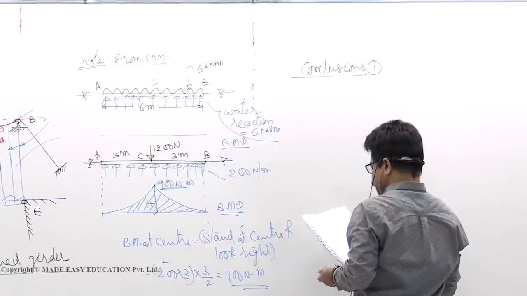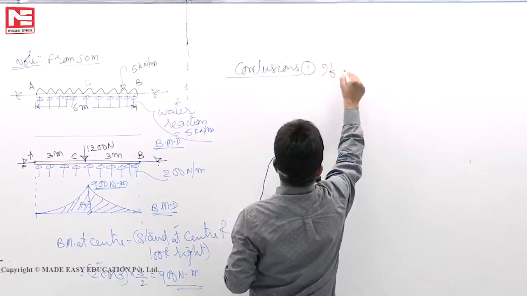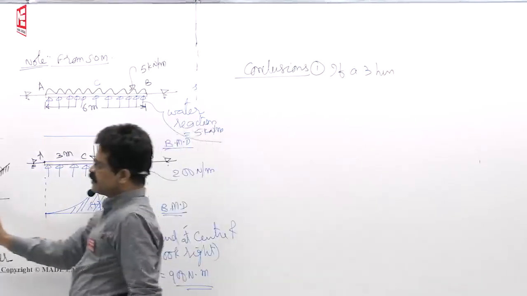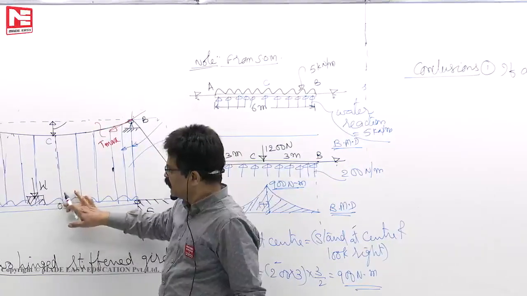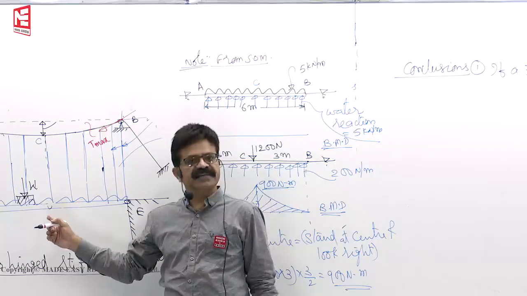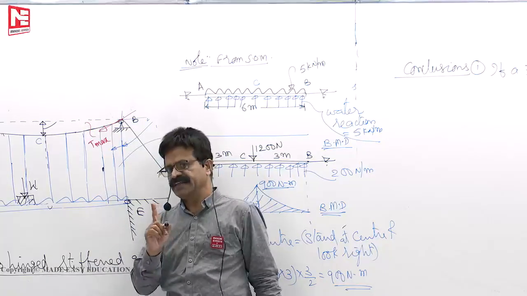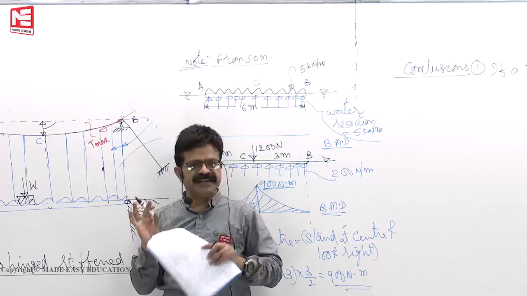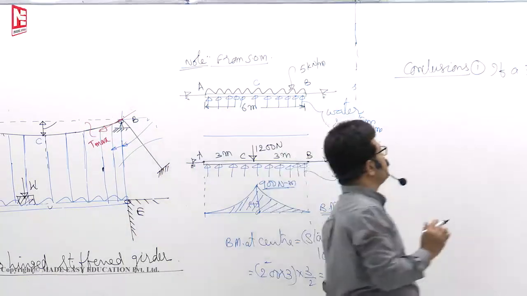Now let us see the conclusion. First point is, a 3-hinged stiffened girder. Three-hinged means, in this case, supposing you put one more hinge, it becomes 3-hinged. If the hinge is not there, it is a 2-hinged girder. 3-hinged girders are statically determinate, 2-hinged girders are statically indeterminate to 1 degree. As I told you earlier, 2-hinged simply supported beams are also indeterminate. That is why some tension develops in the girder or beam.